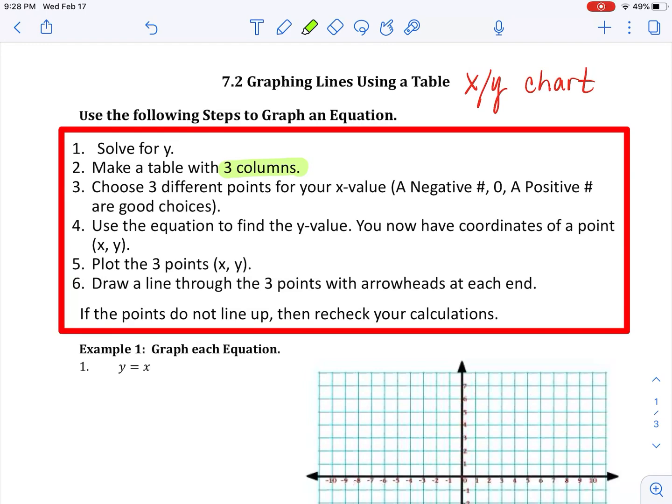All right, you're going to pick 3 different points for your x value. Your x value is what's called your independent variable. And it can be whatever it wants usually. There's, again, a couple special cases that we'll see at the end of these notes, but this is typically our independent variable. So you can pick really whatever you want, but I'm going to suggest that you pick a negative number, 0, and a positive number. But like you can see, I said they're good choices. They're not the only choices. So if you pick something different, you will still get full credit.